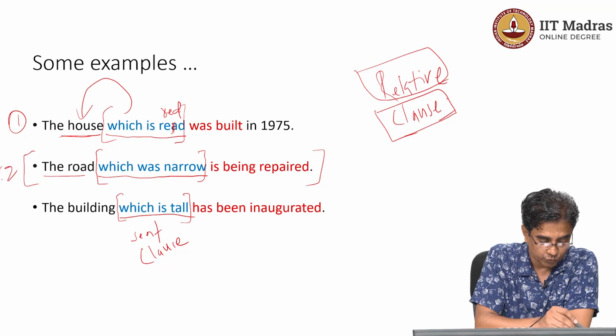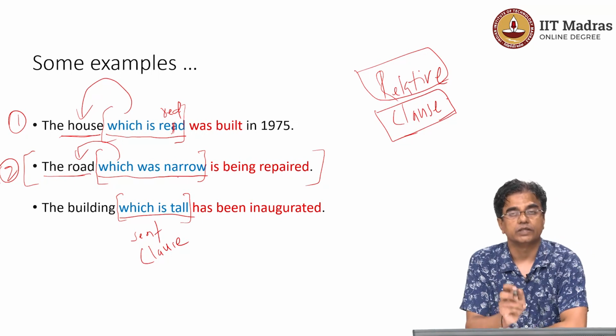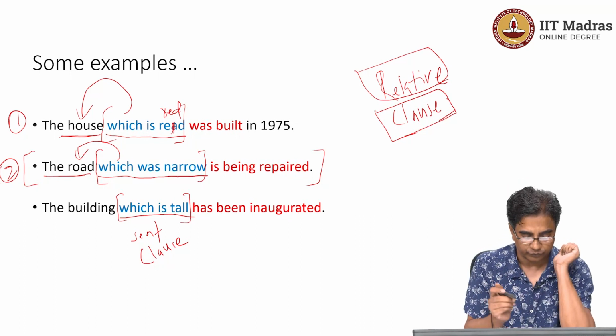In 2, the clause in blue is giving us information about the road. It's telling us about the size of the road. The road was narrow.